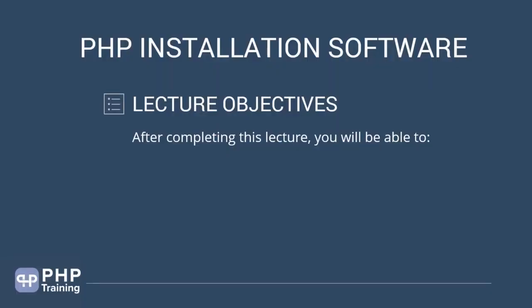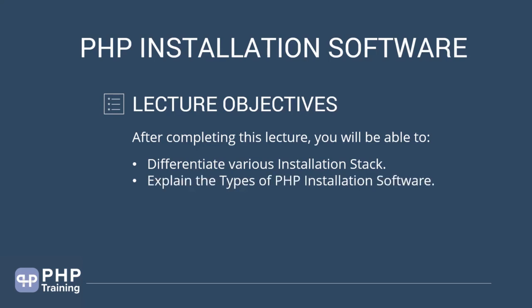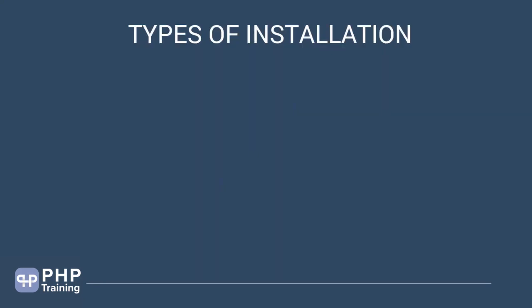The lecture objective: after completing this lecture, you will be able to differentiate various installation stacks, and also explain the type of installation software that you can use to install on your local machine and then start writing PHP programs. One thing before you start: don't be confused between a stack and a software. A stack is basically a combination of things. Software is something available to download and install as an application. Okay, so we'll look first at the various installation stacks.